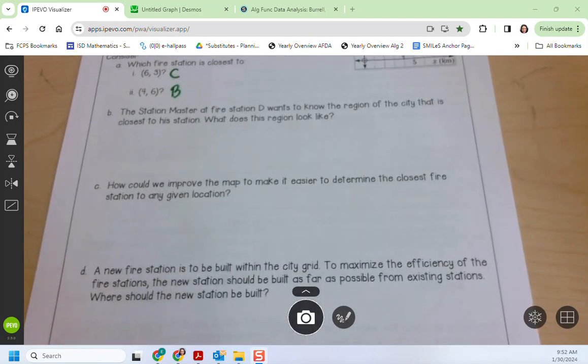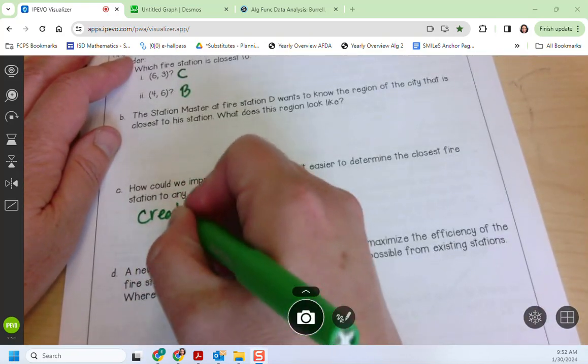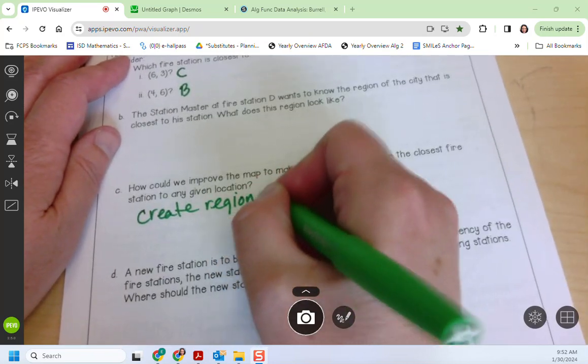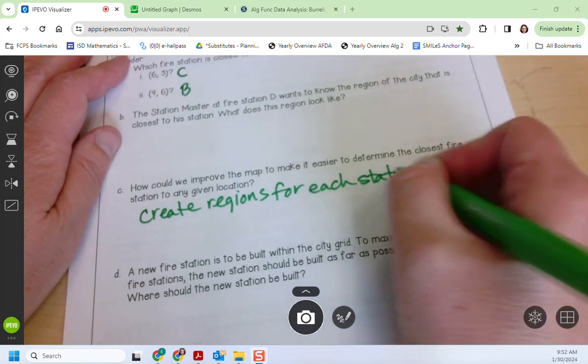If we could improve the map to make it easier to determine the fire station. Oh, how could we improve the map? Did anybody have an idea? Say it again? Add lines to it? Yeah. So we could add lines to it to create the different regions. I had another student say, well, it would be important to know where the roads are, and that's certainly true. But as far as applications to the Voronoi diagrams, yeah, we could create regions for each station by adding lines.